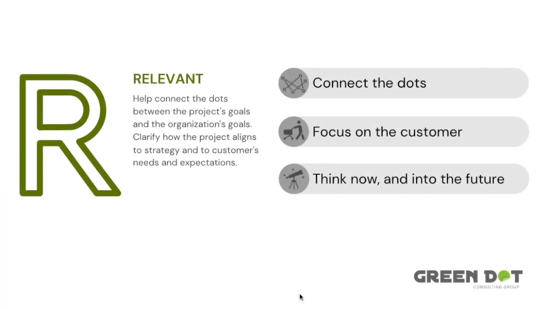The R in the SMART aim statement stands for relevant. When completing the relevant section, what you're trying to do is help connect the dots between the project goals and the organization's goal. For relevancy, help connect the project to the customer's needs and expectations. It's important to think about what's important now and what will be important in the future.